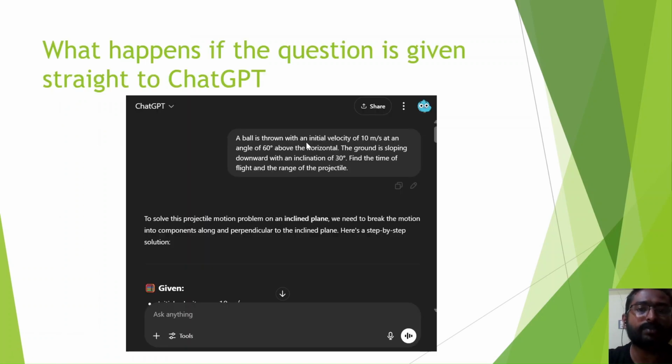So what I also did was I plugged the question straight into ChatGPT and observed whether ChatGPT gives the right answer. Same question, no change, without changing any definition of angles. I gave it straight to ChatGPT as a new conversation, and let's see what happens.